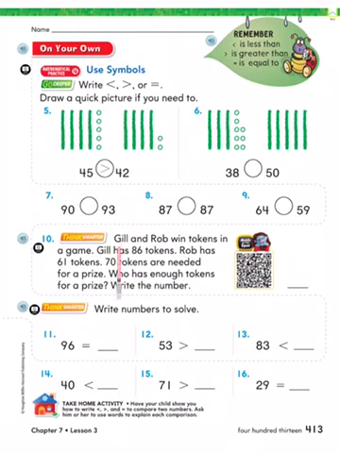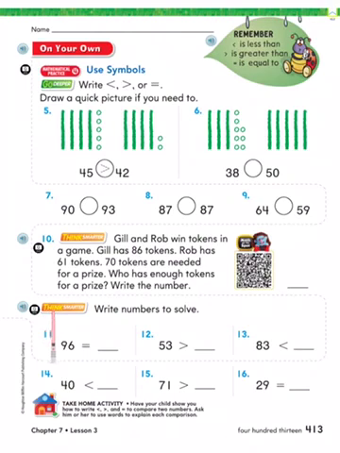So I'm going to go ahead and read you the problem though. It says Gil and Rob win tokens in a game. Gil has 86 tokens. Rob has 61 tokens. 70 tokens are needed for a prize. Who has enough tokens for a prize? Write the number. So you're going to write the number of tokens that is greater than 70. So the number of tokens that either Gil has or Rob has.